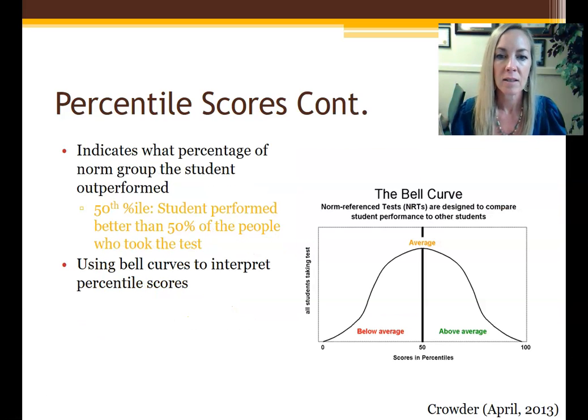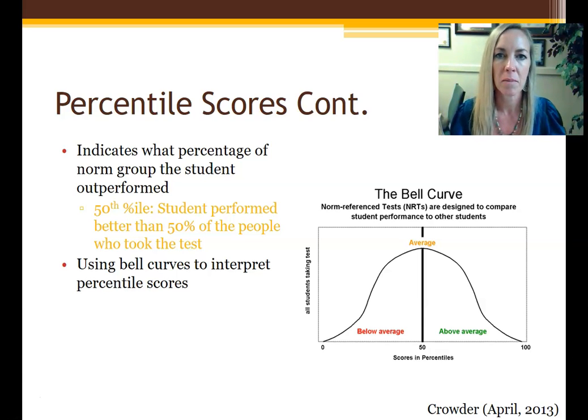Essentially, it indicates what percentage of the norm group students the student outperformed. So if you got the 50th percentile, that means the student performed better than 50% of the students who took the test. It doesn't mean you got a 50 or got half of the questions right. It does not mean that. That would be a misinterpretation of percentile.